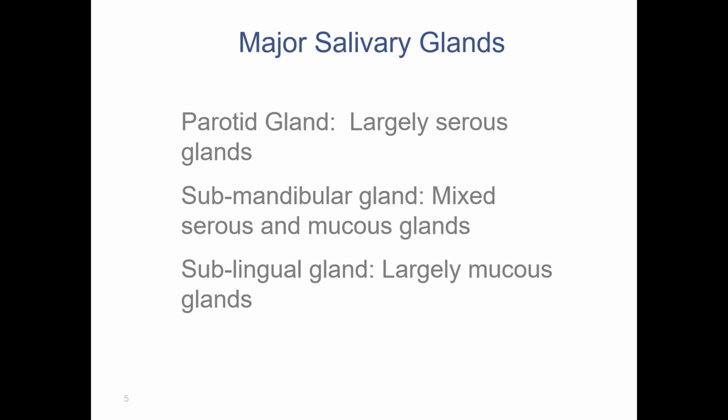We just finished reviewing the parotid gland, which is composed largely of serous glands. The submandibular gland is mixed and has both serous and mucus glands. The sublingual gland is largely mucus glands.